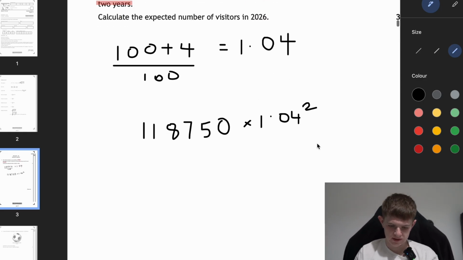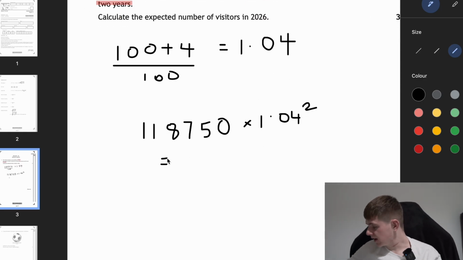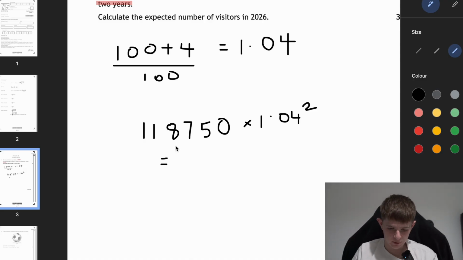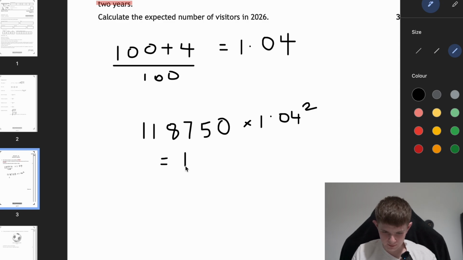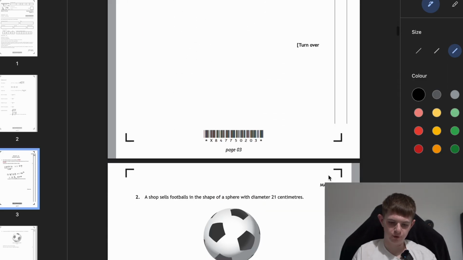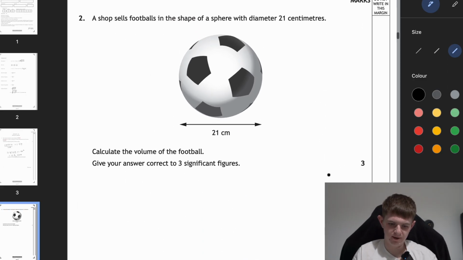Now all that's left is to stick that in our calculator. So I'm going to go ahead, use my calculator and stick that in. Times 1.04 squared. And I ended up getting 128,440 people. Question number 2, we've got a wee volume question.